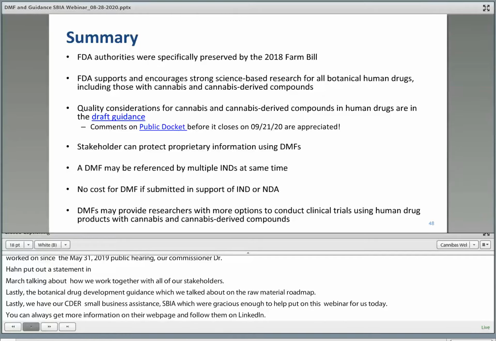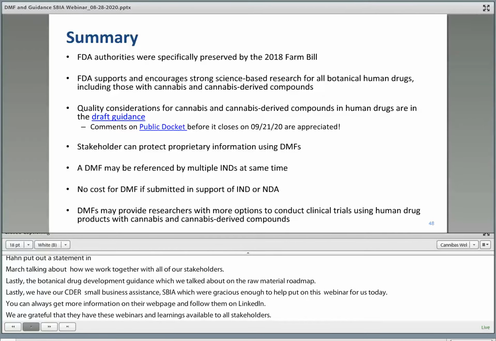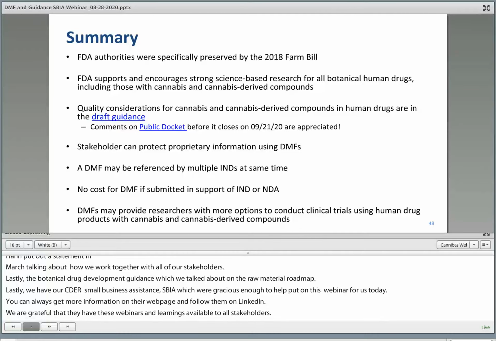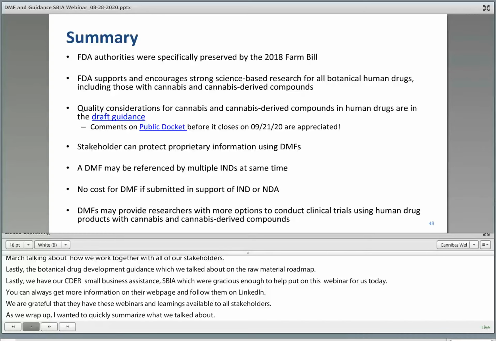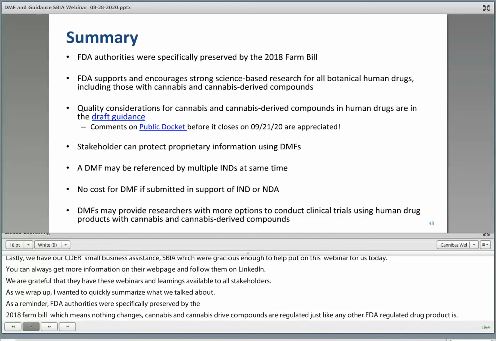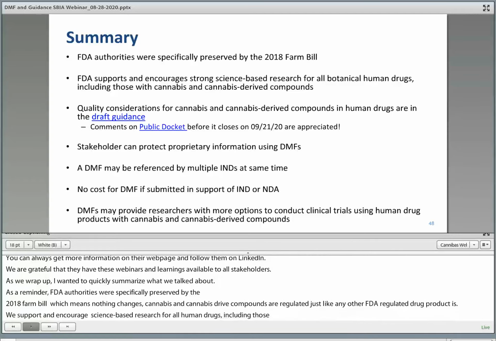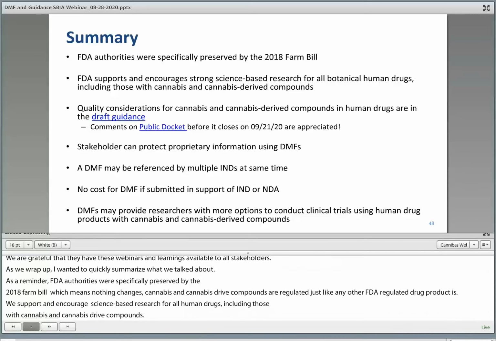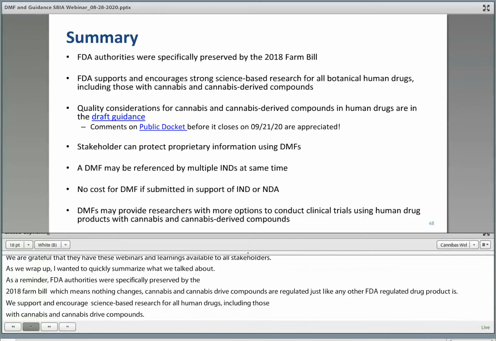And as we wrap up here, I wanted to quickly summarize what we talked about. As a reminder, FDA authorities were specifically preserved by the 2018 Farm Bill, so that means nothing changes. Cannabis and cannabis-derived compounds are regulated just as any other FDA-regulated drug product is. We support and encourage strong science-based research for all botanical human drugs, including those with cannabis and cannabis-derived compounds. We have our quality considerations for cannabis and cannabis-derived compounds in our human drugs. That's in that draft guidance. Comments on the public docket, we very much appreciate those.